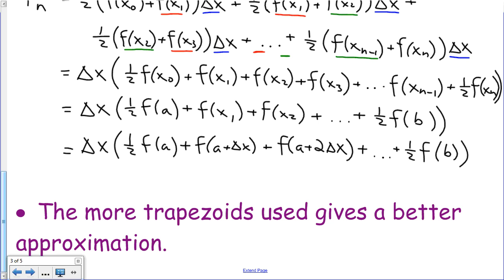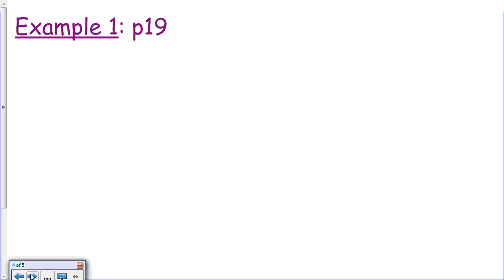You saw that we used n trapezoids. It turns out that the more trapezoids we use, the better the approximation. The more trapezoids used gives a better approximation of this. All right, so let's try a couple of examples here and see what happens.